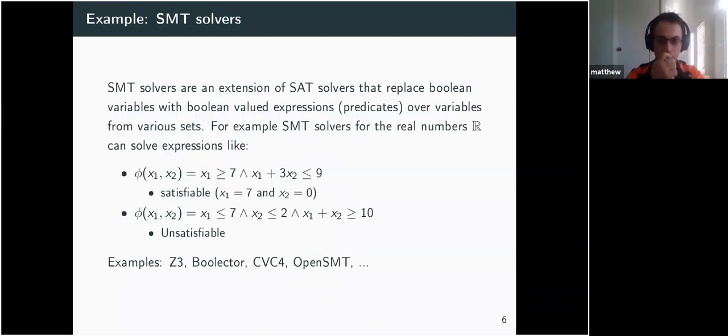Another example of automatic theorem provers are SMT solvers. SMT solvers are an extension of SAT solvers where the Boolean variables are replaced with Boolean valued expressions, and the variables can now belong to different sets. For instance, the variables might be over the integers or the reals or some other set that you're interested in. SMT solvers can solve expressions that involve inequalities or equalities, as well as logic. Again, you feed in the expression and it says yes or no.